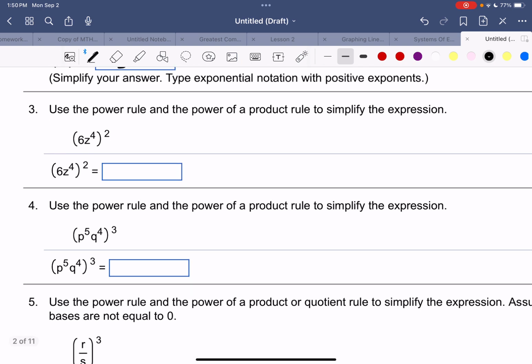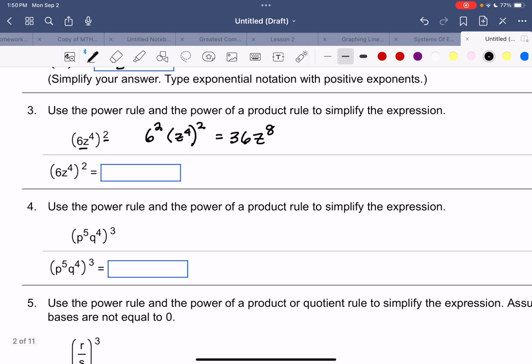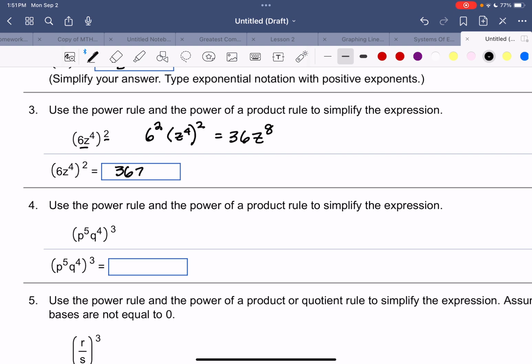Now this one has a product to a power, something being multiplied. So it's going to be 6 to the 2 and z to the 4th to the 2. So that's going to be a 36 z to the 8th. Because remember, power to a power you multiply. Product to a power, each factor in the parentheses is raised to the power. 36 z to the 8th.